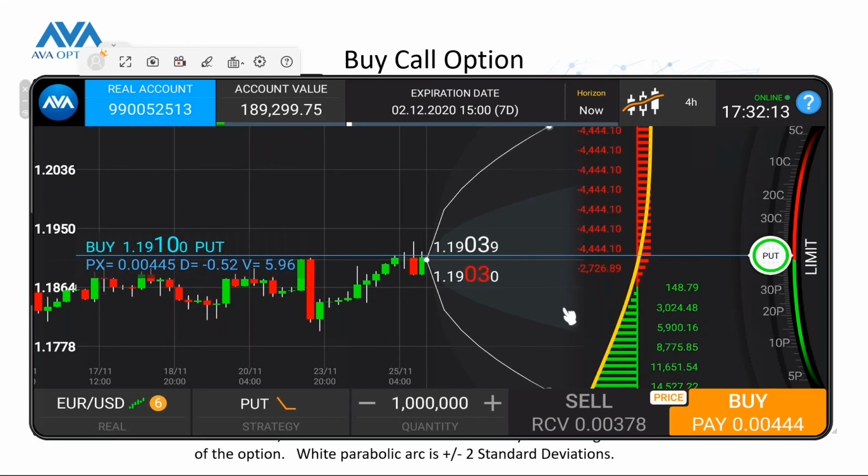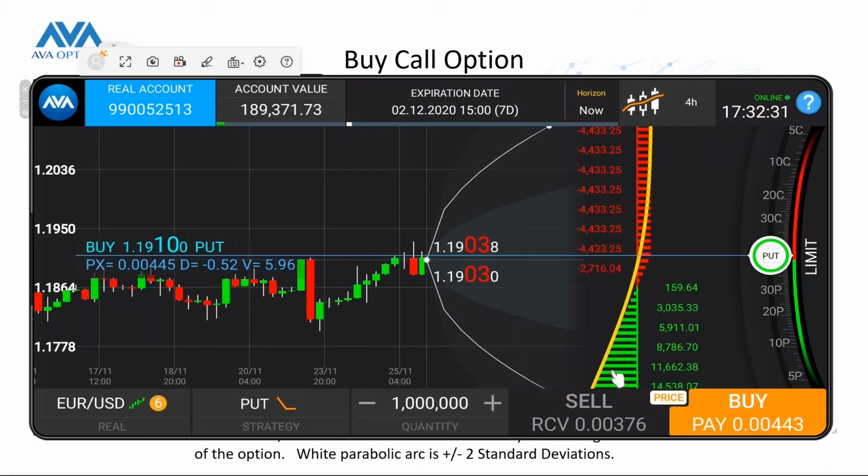What is the cost of an option? I'm being asked, can we see what the actual cost of the trade is? Well, the maximum cost of the trade is what you invested. In this case, it's 44 pips on a million. The most I can lose is $4,400. That's the cost of my option.